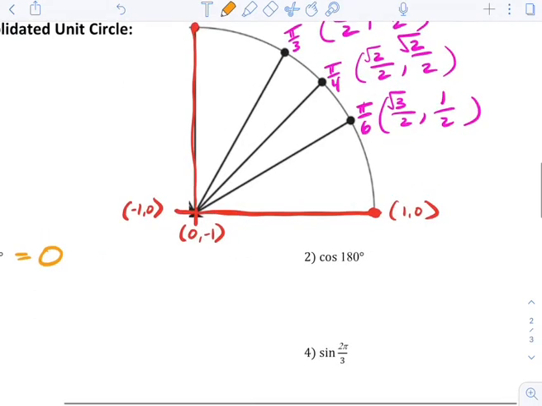How about cos of 180 degrees? Well, 180 degrees is right across here. Cos are the x values, so I know that that's got to be -1.